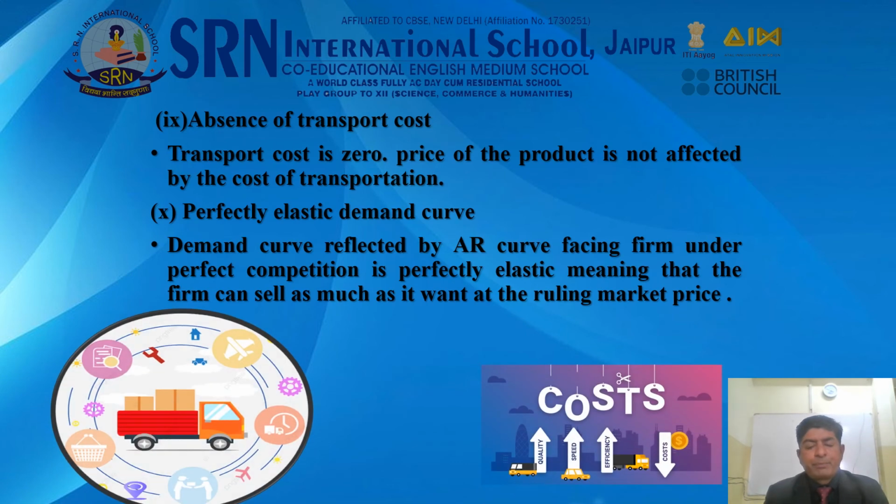Next, we have absence of transportation cost. There, the transportation cost is zero. The price of a product is not affected by the cost of transportation. We have a perfectly elastic demand curve, reflected by the AR curve facing the firm. The demand curve of a firm under perfect competition is perfectly elastic, meaning that the firm can sell as much as it wants at the ruling market price.